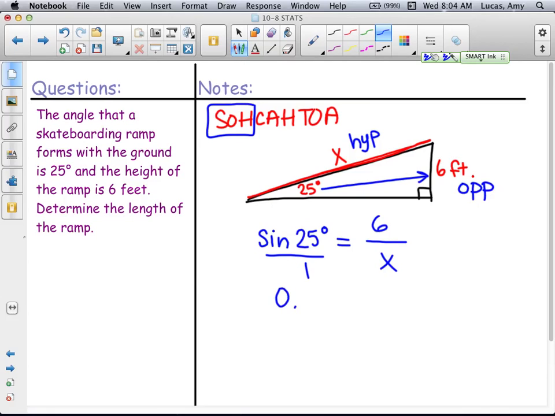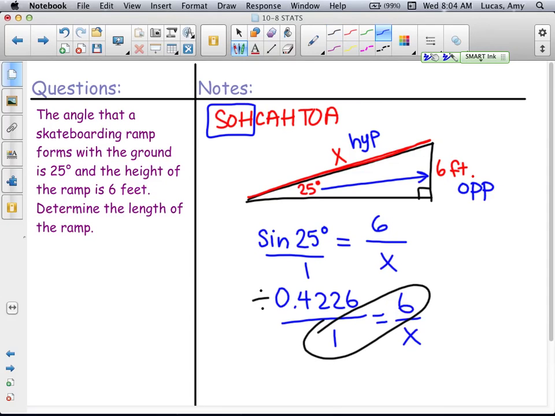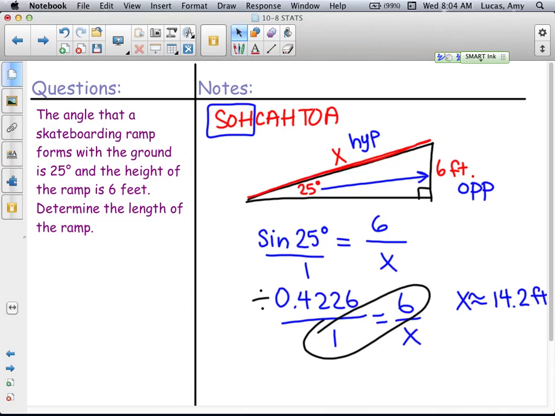So 0.4226 over 1 equals 6 over x. And then we need to cross multiply and divide. So 6 times 1 is 6, divided by 0.4226. So the ramp is about 14.2 feet long.